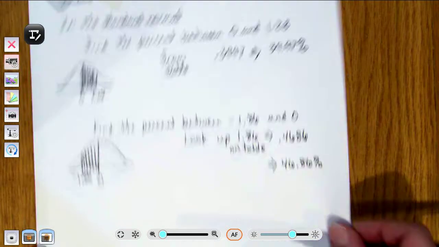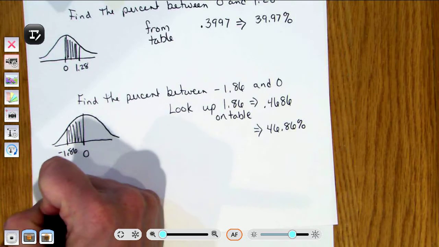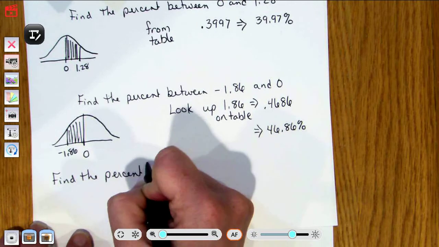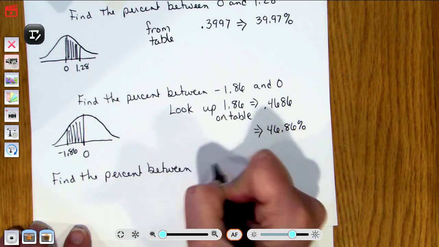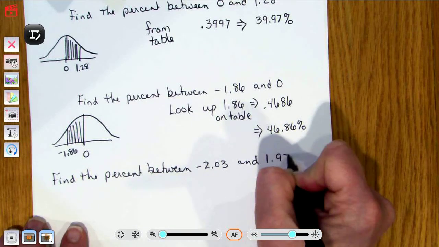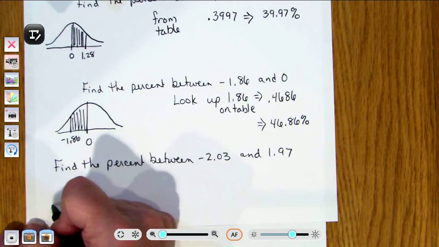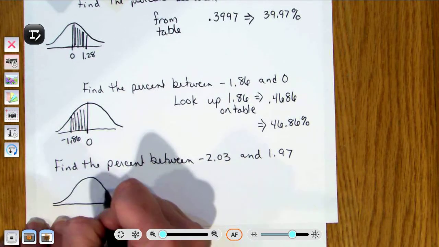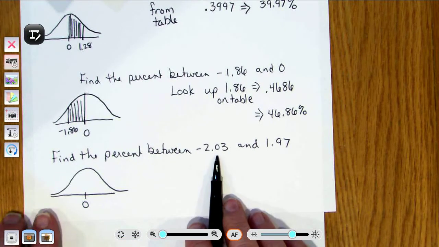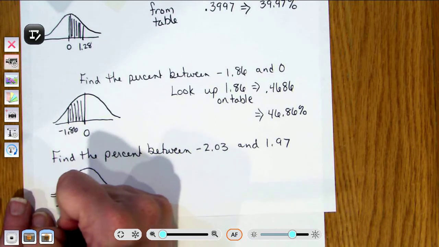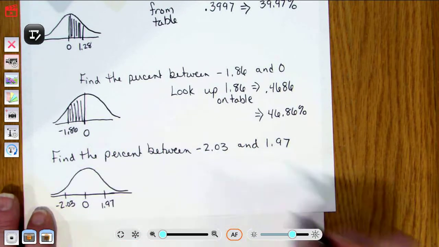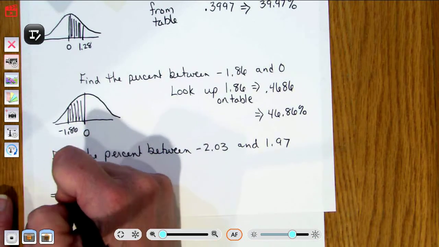All right, let's do another one. Let's find the percent between a negative 2.03 and 1.97. Okay, so I'm going to look up, draw my little picture. 0 is in the middle. A negative 2.03 is on this side. 1.97 is on this side. I probably should have moved it in a little bit. That's all right. This is just to help me visualize.